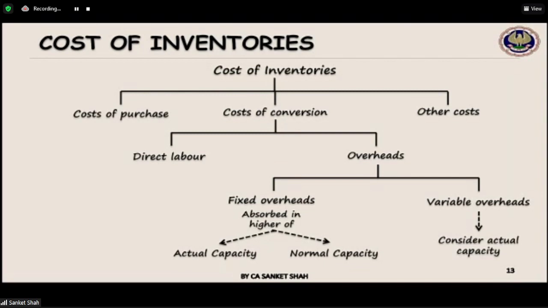Cost of conversion, fixed overhead. Yes. Now we are going to solve one question. Illustration number, example number 2 and illustration number 4 based on this concept.